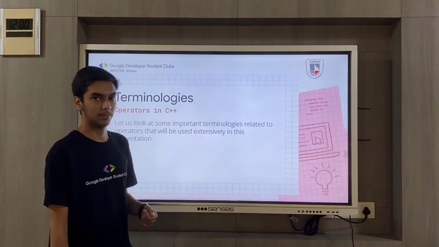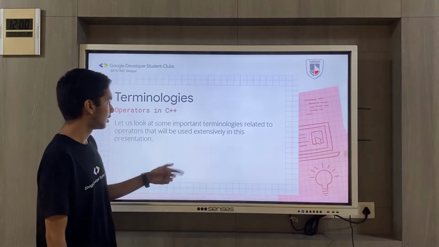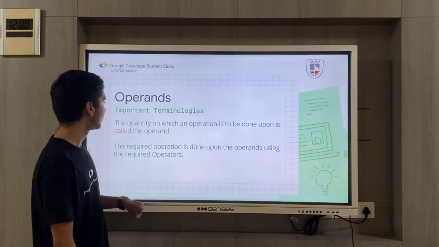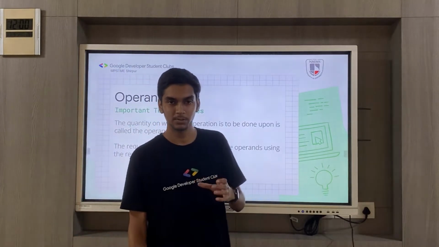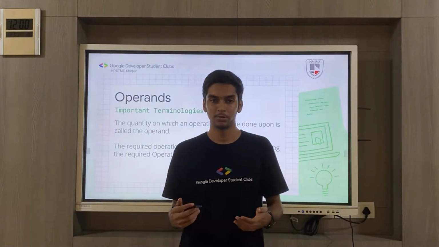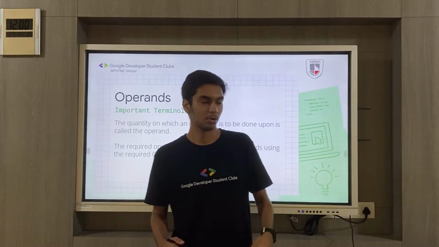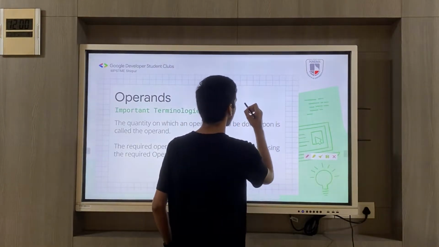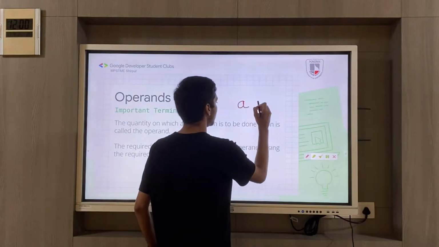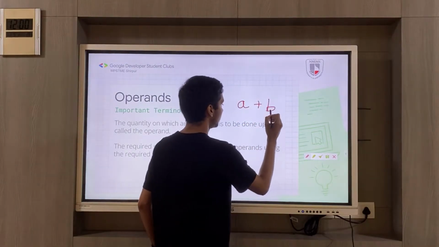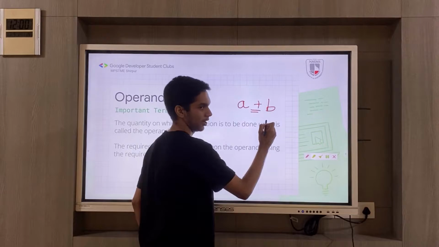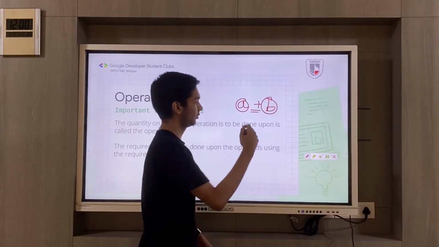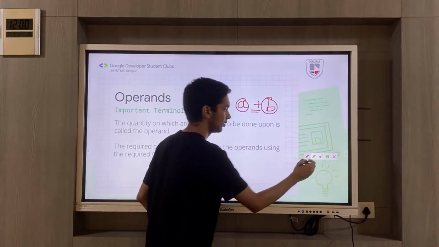So terminology in C++, in operators. Operands. So operands are basically those things on which we are using operators to perform that function. So for example, if we have a plus b, now plus is obviously our operator and this a and this b will be our operands because we are using the plus operator on these two operands.